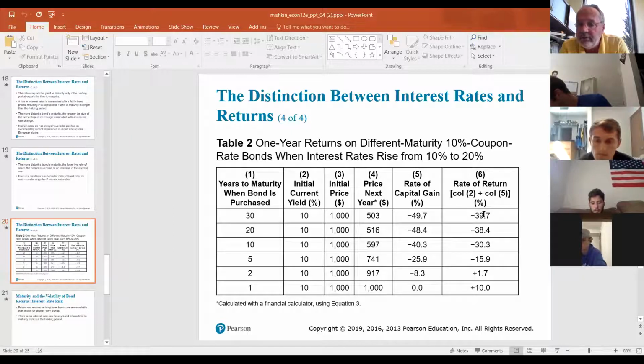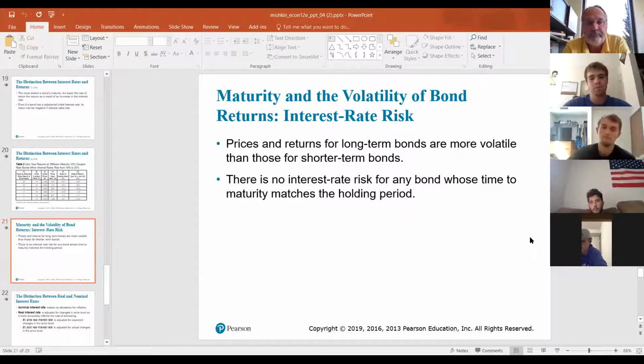If they trade short-term instruments, they've got to trade a lot of size. So they have to trade 10 or 20,000 contracts at a clip to make the same kind of money that you might make if you traded 100 or 200 contracts of a 30-year bond. Does that make sense? Maturity and volatility of bond returns. What I'm talking about, the prices for long-term bonds are much more volatile.